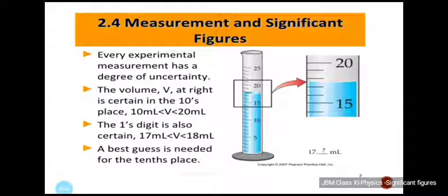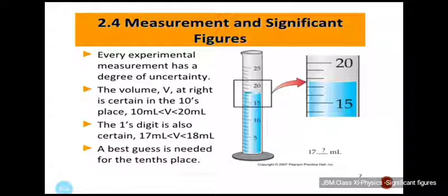So that's what is shown in the figure also. Every experimental measurement has a degree of uncertainty. The volume V at right is certain in the tens place: 10 milliliter less than V less than 20 milliliter. So it is lying somewhere between 10 and 20. The ones digit is also certain: 17 milliliter less than V less than 18 milliliter.